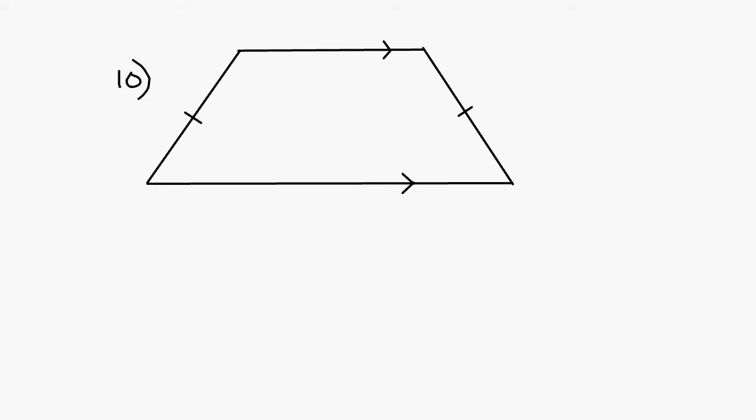So if this is J, K, L, and M. If J is 15x plus 5, and M is 14x plus 15, find the measure of angle K. Angle K is right up here.